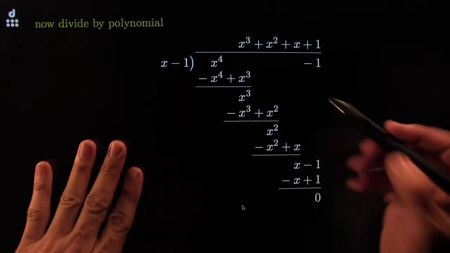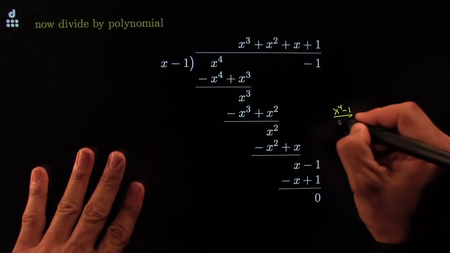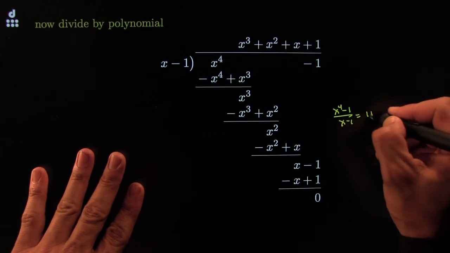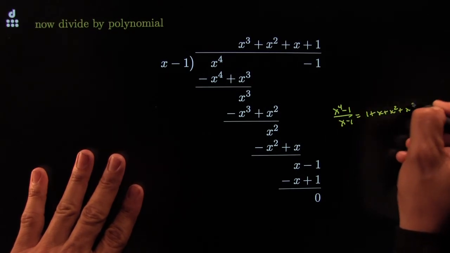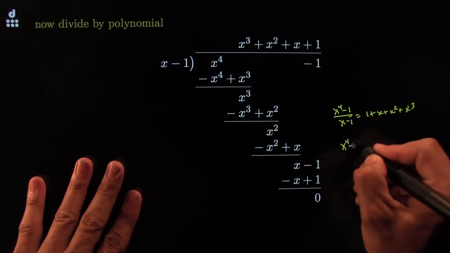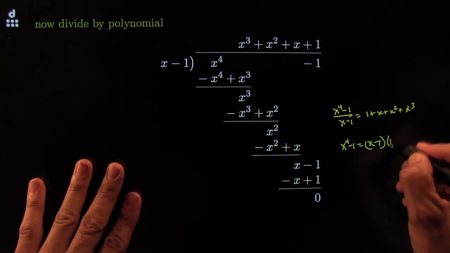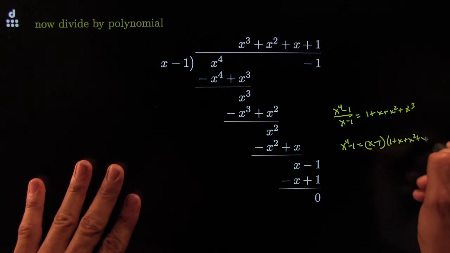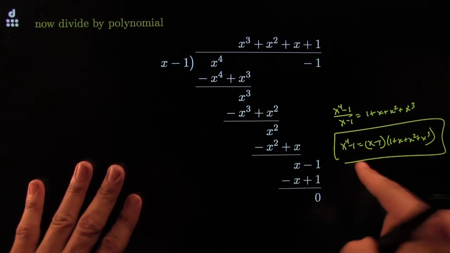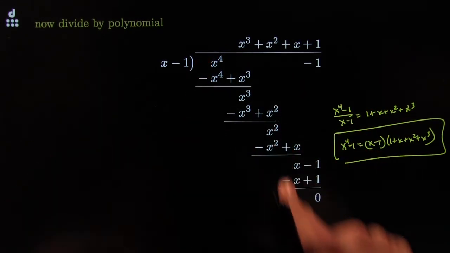In fact, this is a famous polynomial. The famous polynomial goes like this: x to the fourth minus 1 divided by x minus 1 is equal to 1 plus x plus x squared plus x to the third. That's what this phrase right here says. Or said differently, x to the 4 minus 1 is equal to x minus 1 times 1 plus x plus x squared plus x to the third, if I multiply both sides by x minus 1. Super famous. This is a geometric series polynomial number 4. But today we did it using long division.